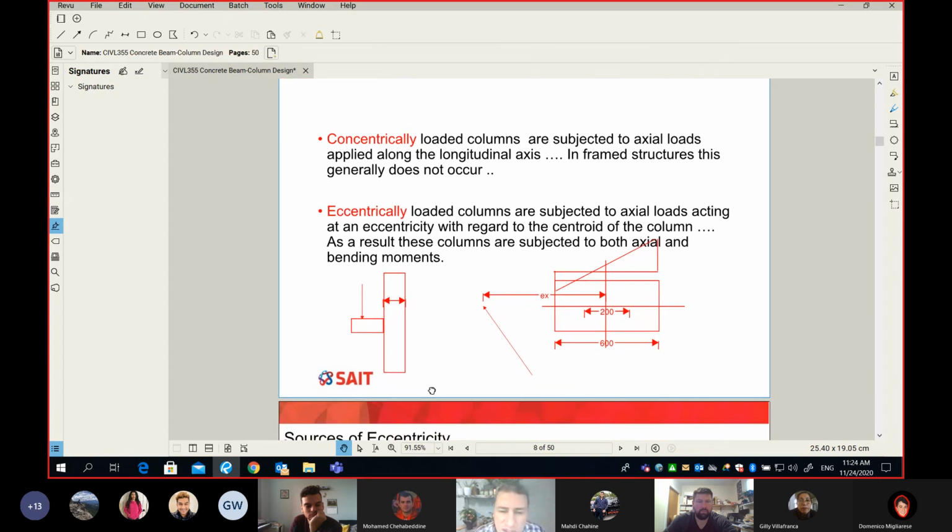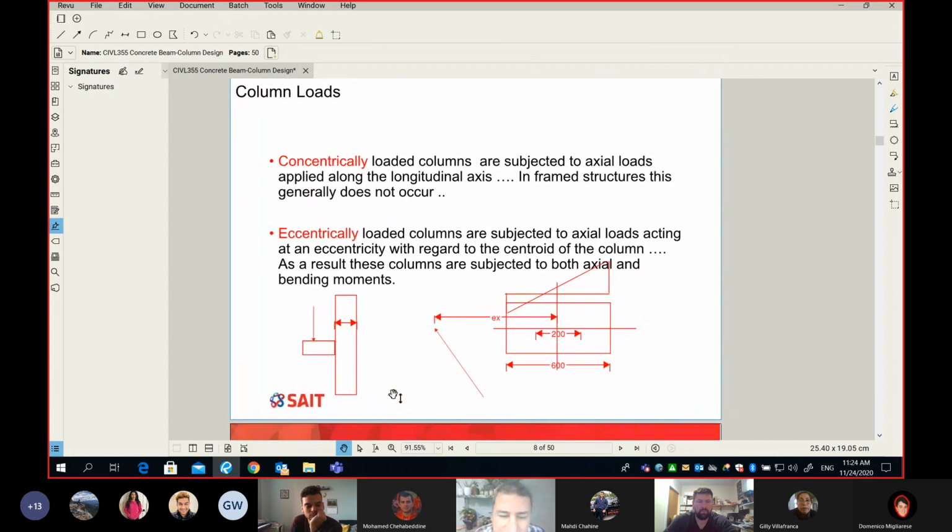Anyway, again, I'm not going to focus on this much at this point in time. Really, what I want you to know is there is something called a centric column, where the load is applied exactly at the centroid of the cross section, and there is something called eccentric, where the load or the force is pushed from the center by a distance called e, the eccentricity.